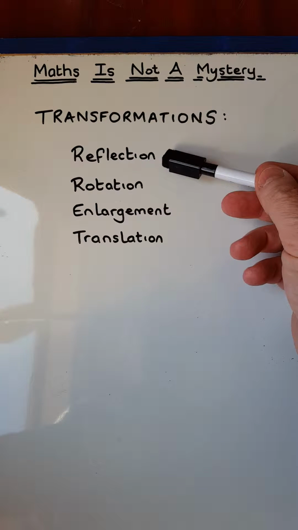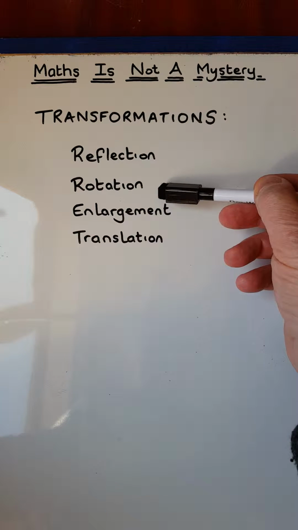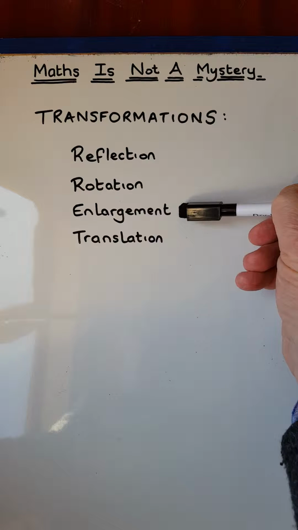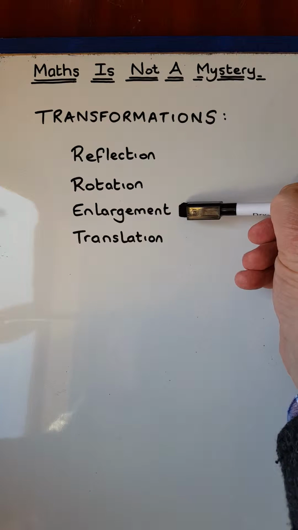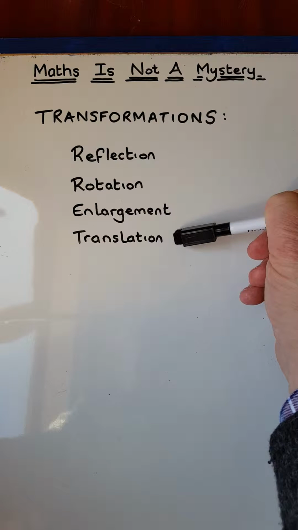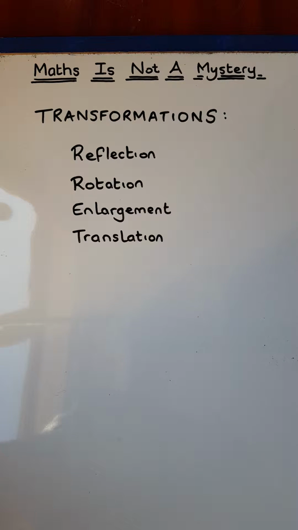They are the four. You can reflect a shape so it looks like it's been drawn in a mirror. You can rotate a shape, spin it round. You can enlarge a shape, which can strangely also mean making it smaller. And you can translate a shape, and that just means not changing the shape in any way at all, but just moving it from one place to another. Sometimes you can have a combination of them. You can reflect it and enlarge it, or you can translate it and rotate it.